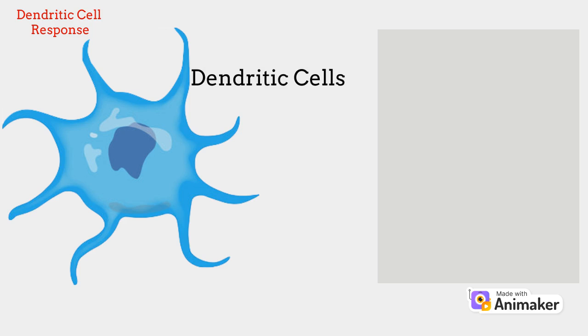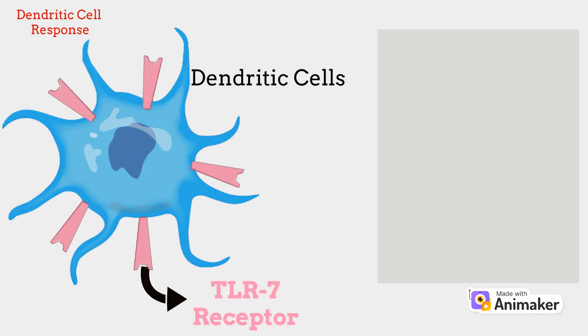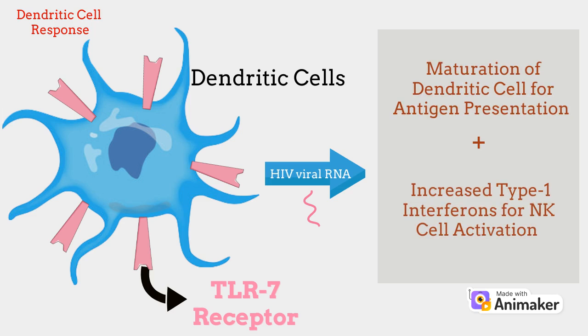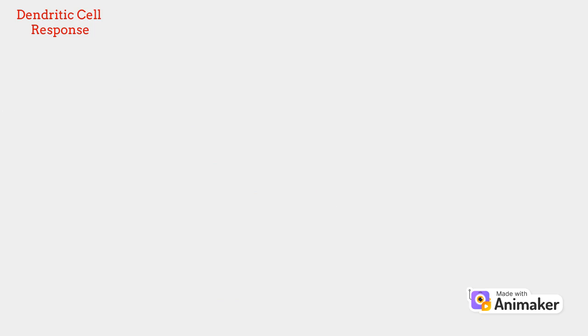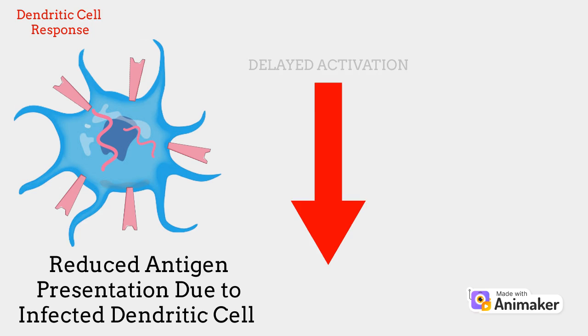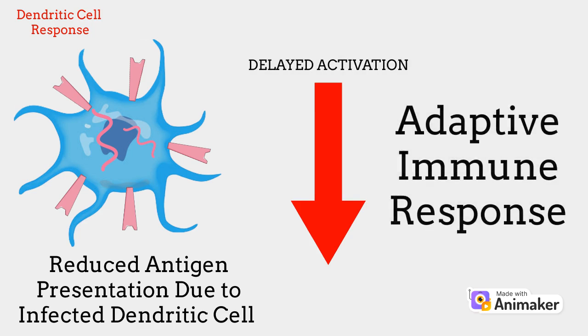Dendritic cells are the next target of HIV infection and express a cytosolic toll-like receptor, TLR7, that is able to recognize incoming HIV viral RNA. This recognition event stimulates the maturation of dendritic cells for antigen presentation and increased production of type 1 interferons for the activation of NK cells. However, antigen presentation can be reduced upon dendritic cell infection, often resulting in stalled T cell activation and the delayed activation of the adaptive immune response.